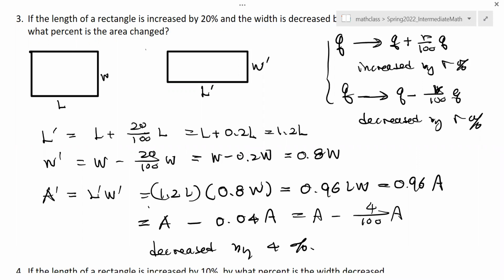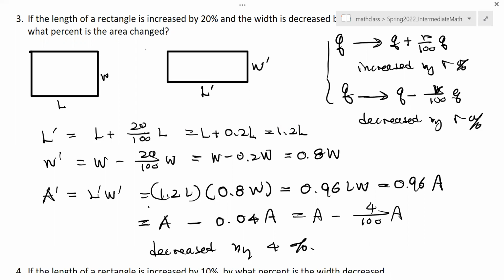That's how we solve the problem. You don't need to know the original length. You don't need to know the original width, but you still have to introduce those two variables. So it's not necessary to be specified. It's interesting, right? The length increased by 20%, the width decreased by 20%.